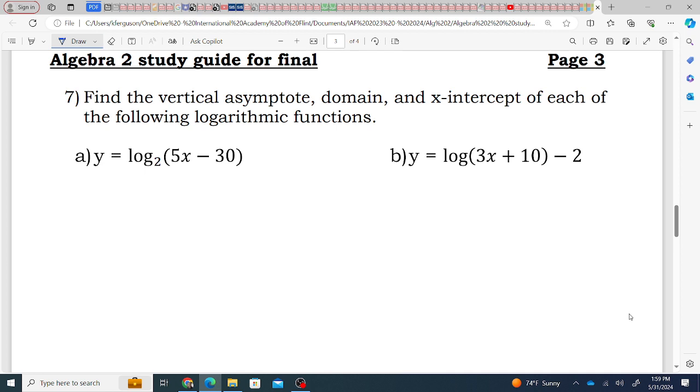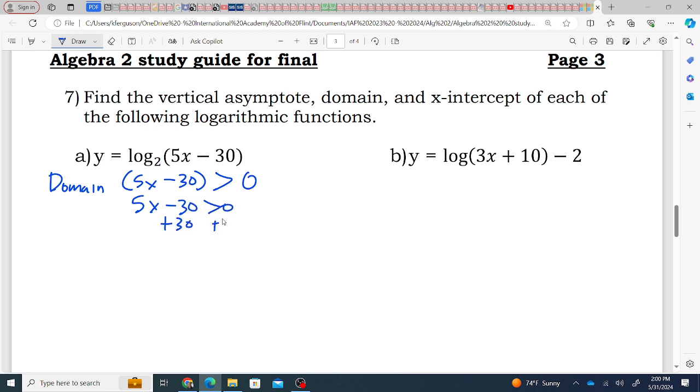So now the fun stuff. Okay, so now we got vertical asymptote, domain, and x-intercept. So the domain happens when you take what's in parentheses and set it equal, well, excuse me, set it to greater than 0. And you solve this, and that gives you your domain. So I'm going to say 5x minus 30 is greater than 0.